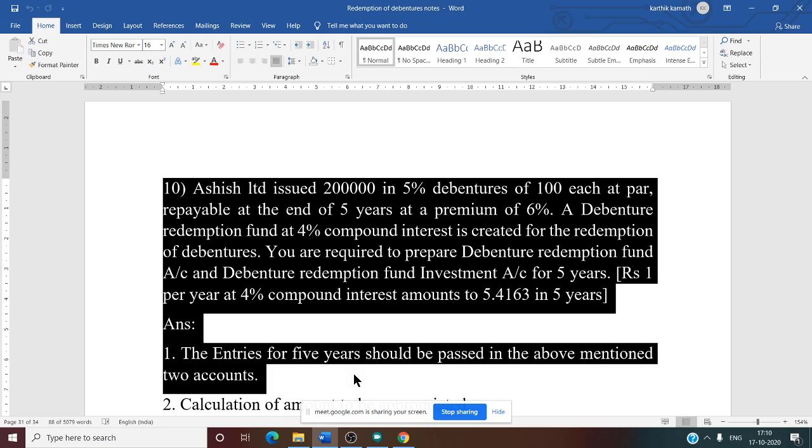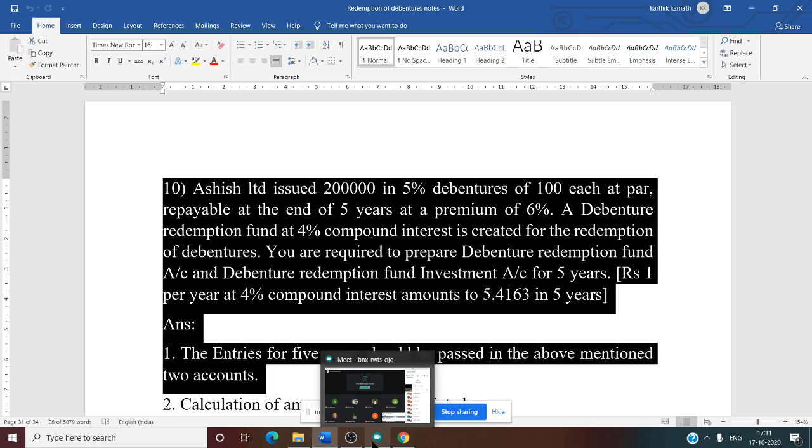So it is one kind of loan to the company, isn't it? For that the company is going to pay a fixed interest rate. So now 2 lakh is the debenture amount, and it is repayable at the end of 5 years at a premium of 6%. So now, after the expiry of 5 years, the company is going to pay more amount. Why is the company going to pay more amount?